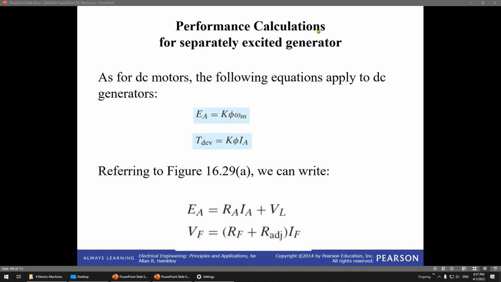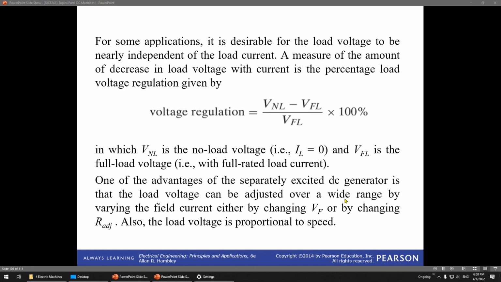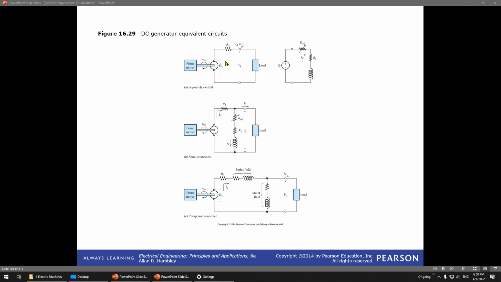Performance calculation of the separately excited DC generator. For the DC machine, the following equations apply. EA equals constant times flux times Wm. T developed equals K flux IA. This is the standard one. You can use the Kirchhoff voltage law, so you get this one and you include this. VF equals this one and this one. You apply the Kirchhoff voltage law here.